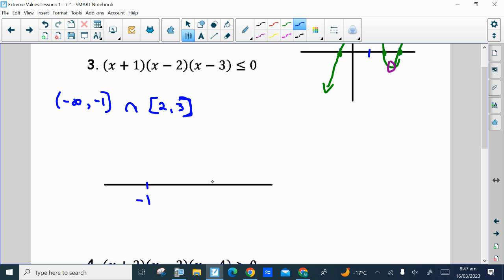So on the number line, we'll have negative 1, we'll have positive 2, we'll have positive 3. The first part of this, the negative 1 is included. So closed dot, and we go to the left forever. The second part, the positive 2 and positive 3 are both included. And then we have a line drawn between them. Again, closed dots because those end values are included.